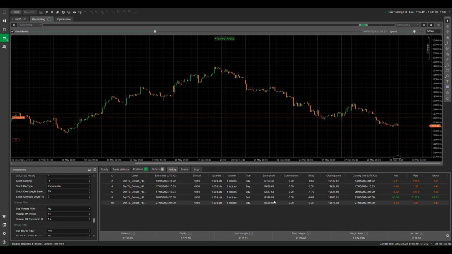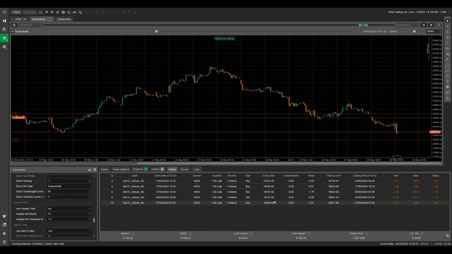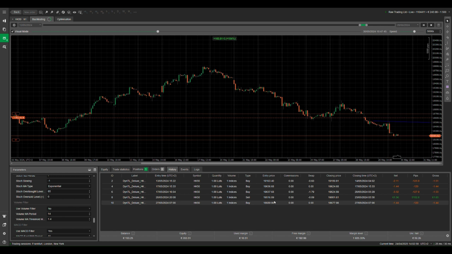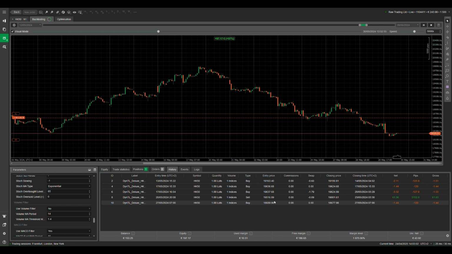Operational controls. Time filter: enable time filter to define specific days, such as allow Monday, and UTC time slots, start time 1, end time 1, for trading activity.